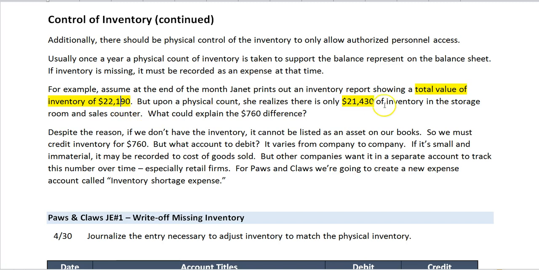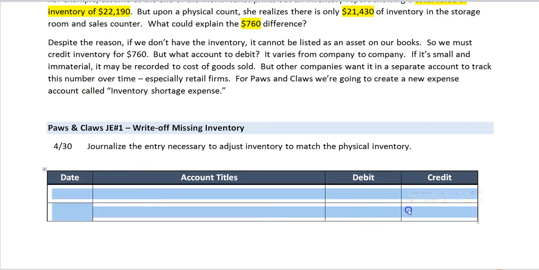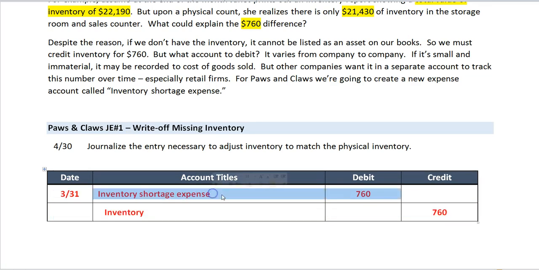What happened to the difference? Who knows? Probably stolen, damaged, whatever. So if you subtract the 2, you get a $760 difference. Let's just go and see how we're going to record it. We're going to call it inventory shortage expense. Again, other businesses may use different terminology here, but this is one that's acceptable. And then we credit the inventory.